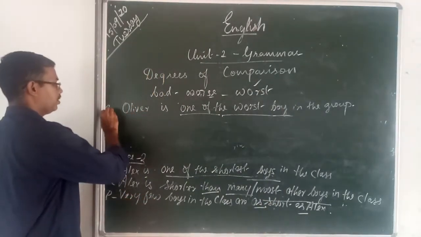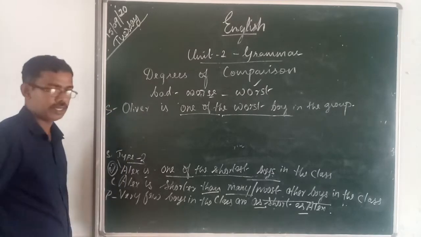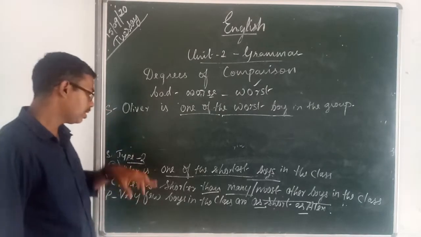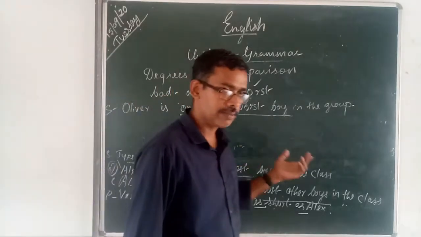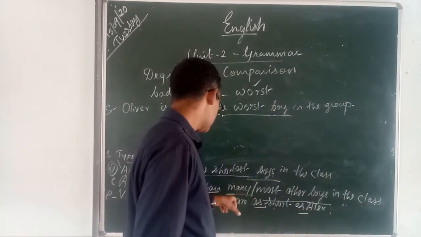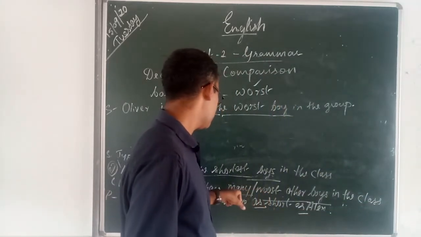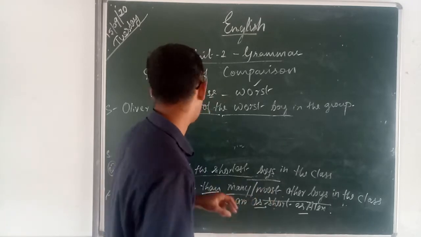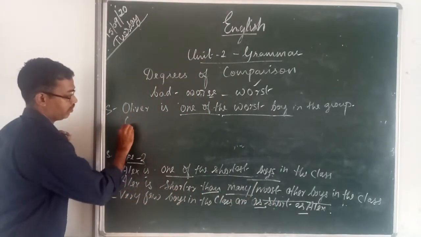This is superlative degree. When you write in comparative degree, then, just like this one, instead of any other you have to use many other or most other. How to change this one?